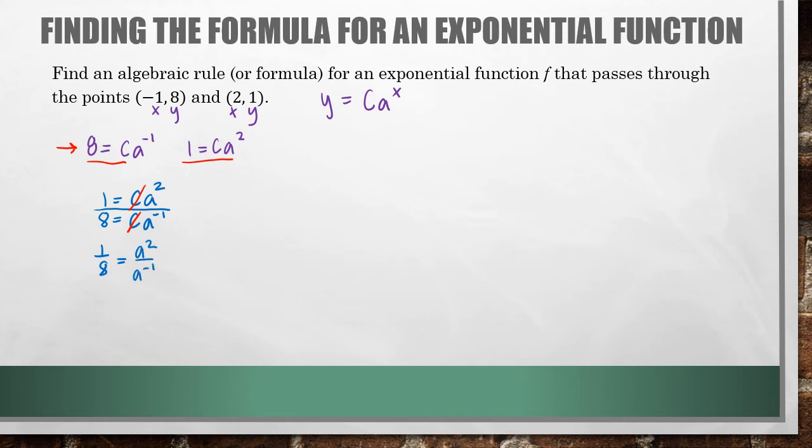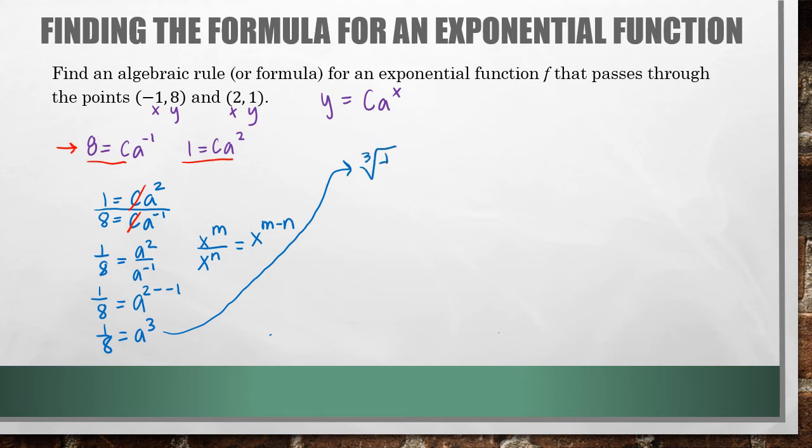to the -1. Now remember from properties of exponents that if you have something to a power divided by the same base to another power, I can subtract those exponents and write it as one base. So by doing that, this is going to give me 1/8 equals a to the 2 minus -1. So 1/8 equals a cubed. So now to get that a by itself, I'm going to do the cube root of both sides. Which leaves me with 1/2 equals a. So now I have the a value.